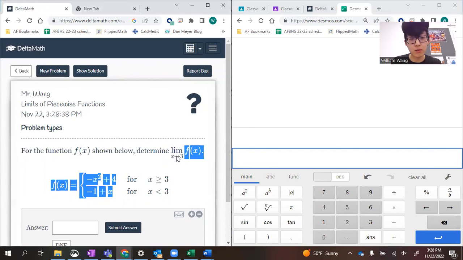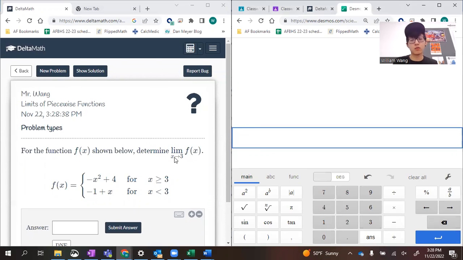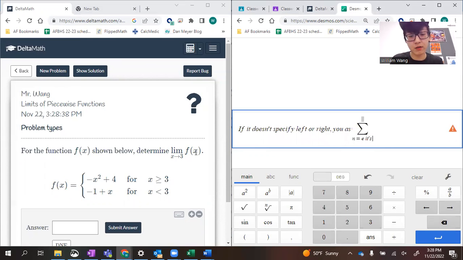You could have another example when it asks for the limit as x approaches 3, and it doesn't say left or right. Remember, if it doesn't specify left or right, you assume it's from both directions. All right. Okay, so hopefully that makes sense.